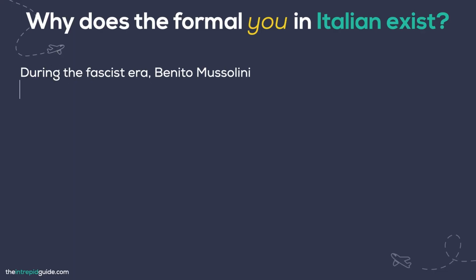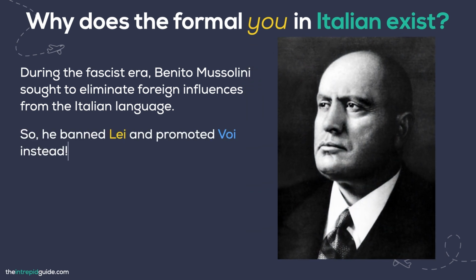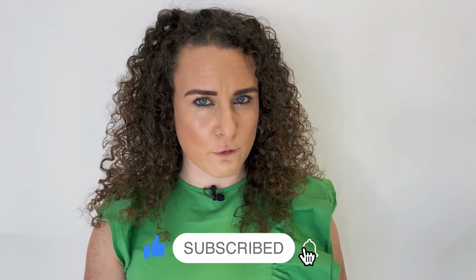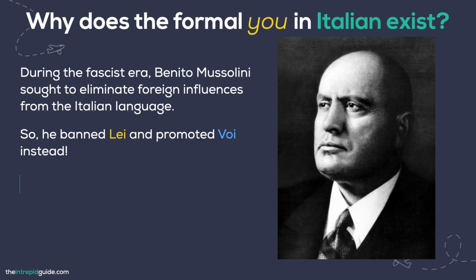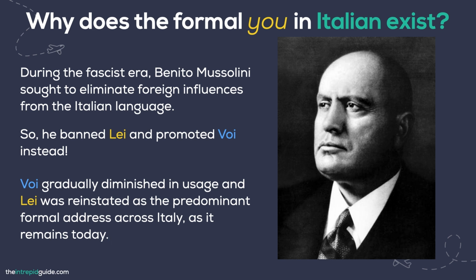During the fascist era, Benito Mussolini sought to eliminate foreign influences from the Italian language, so he banned lei and promoted voi instead. After all, lei with its feminine sound did not align with his vision of rugged Italian masculinity. But fascism eventually fell and linguistic norms shifted once more. Voi gradually diminished in usage and lei was reinstated as the predominant formal address across Italy, as it still remains today. So when do we use the formal you in Italian?